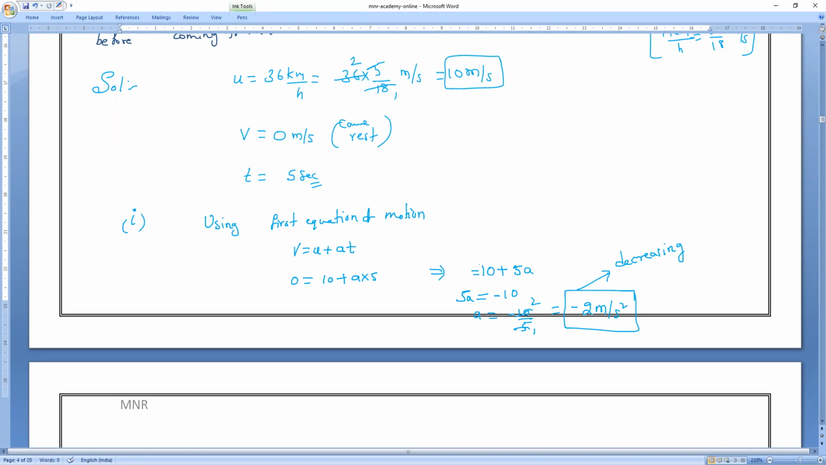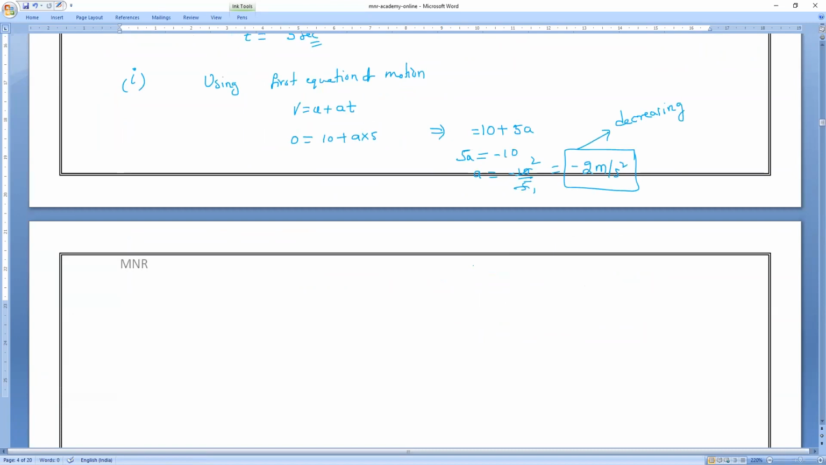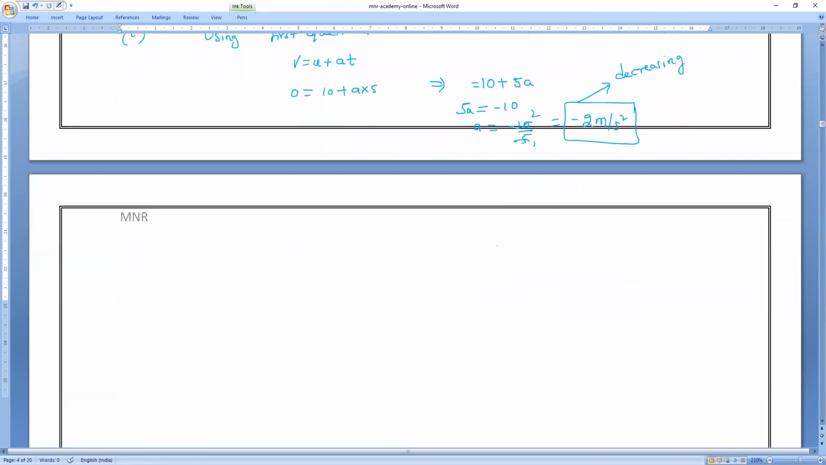Next, distance covered. So you now know velocity, acceleration and time. For calculating distance, you can use which equation? Either the second equation or third also you can use. Nothing wrong. So we can use the second equation. What is the second equation of motion? S is equal to UT plus half AT square.